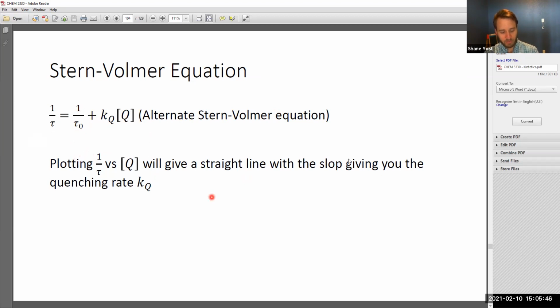So again, this is something that's done very often, or at least was; it still is done often in some labs. And again, it's done to get this quenching rate constant, which there's a lot of things you can learn from by knowing the value of that quenching rate constant and changing up what your quencher is and doing other things. So there's a lot of underlying chemistry that you can learn by knowing the value of KQ.